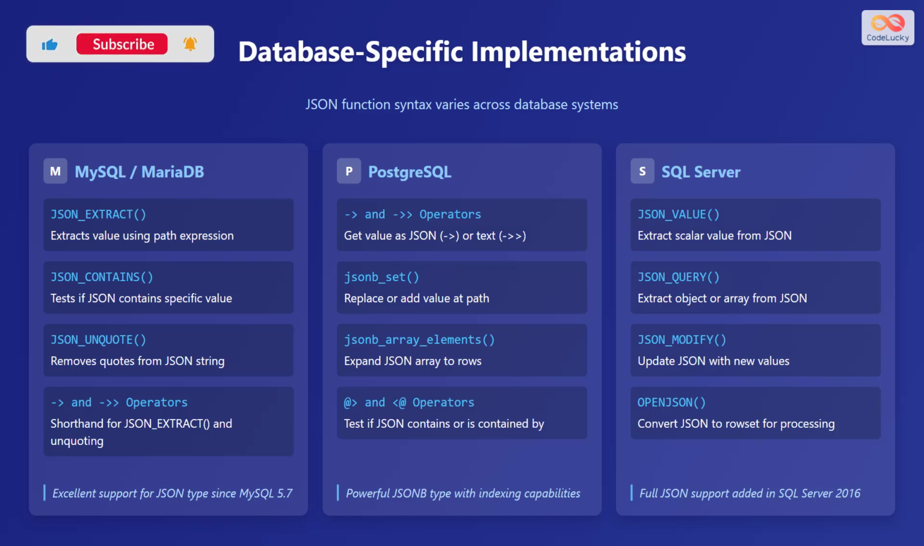PostgreSQL uses -> and ->> operators to get values, jsonb_set to replace or add values, jsonb_array_elements to expand JSON arrays, and contains and is contained by operators for testing. SQL Server uses JSON_VALUE to extract scalar values, JSON_QUERY to extract objects or arrays, JSON_MODIFY to update JSON, and OPENJSON to convert JSON to a row set. Make sure to consult the documentation for your specific database system.